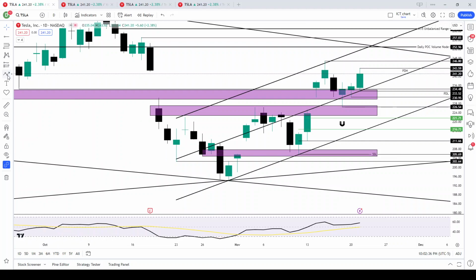Now, if we were to break down and take out this boundary and close below it, we'd be looking at something like this, right? And then we'd potentially come down and test that support level, maybe into the fair value gap, maybe the trend support gets us, maybe just back into this quadrant, maybe just swiping this low here before we might head higher than that.